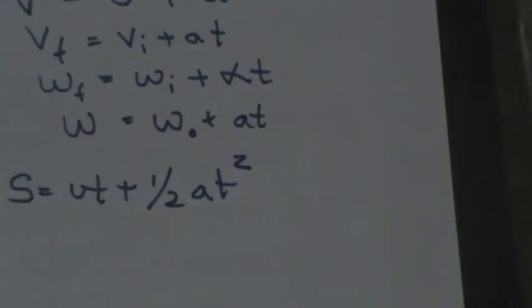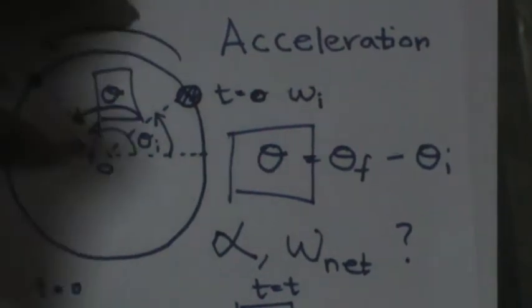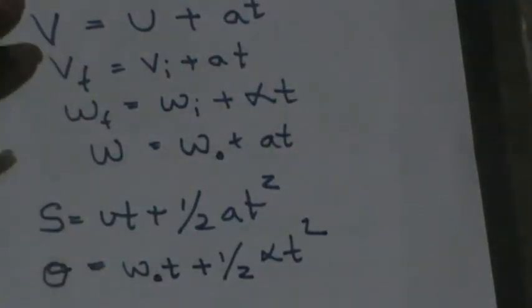Similarly, I take this one, S equals ut plus half times AT squared. I substitute the analogous term for S in rotational motion, which is theta. Theta is the angular displacement from theta I to theta F, and this is called theta. So theta is equal to omega naught T plus half times the term analogous to A, alpha T squared.